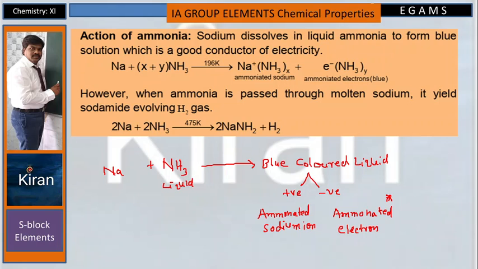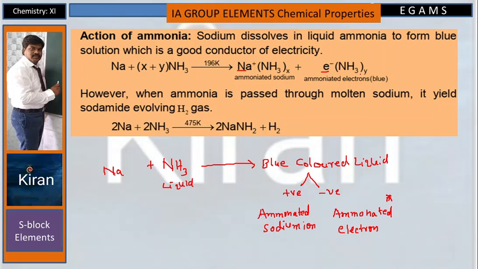Ammonium ion containing sodium. Ammonia containing electron, ammonia containing sodium. In this ammonia, sodium is there. In this ammonia, electron is there. That is the reason for ammoniated electron. In this ammonia, sodium is there: ammoniated sodium. Here, X indicates the number of molecules.